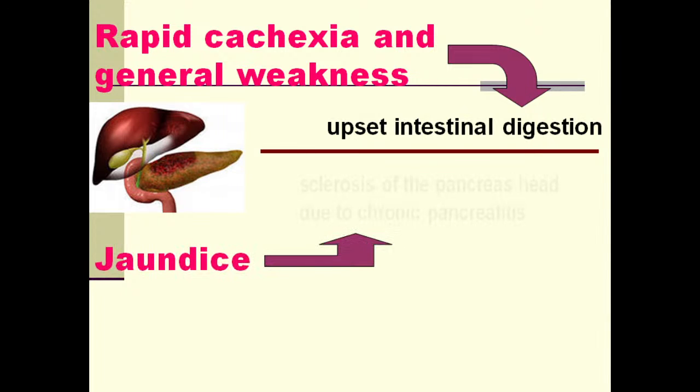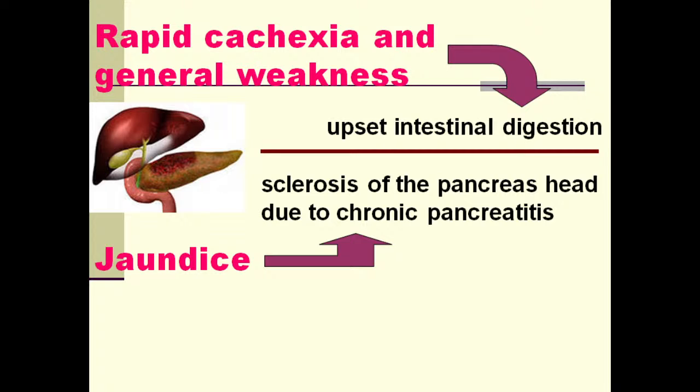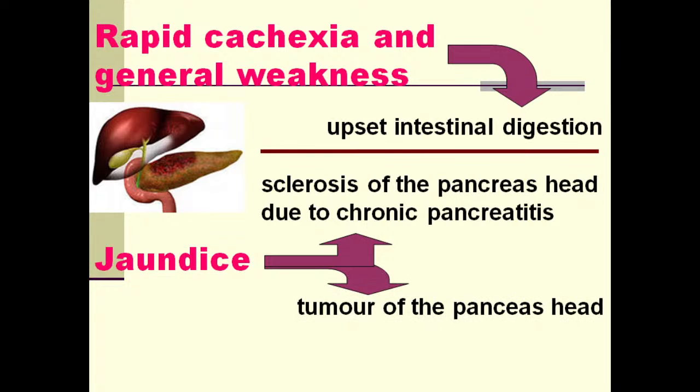Jaundice appears due to outside obstruction of the common bile duct if the pathological process localizes in the head of the pancreas. It may be pancreas sclerosis due to repeated exacerbation of chronic pancreatitis, or it may be growth of a tumor. In this case, jaundice appears slowly, latently, and after a long time, the patient or his family can pay attention that the color of skin becomes not healthy, because we see yellowish teeth.